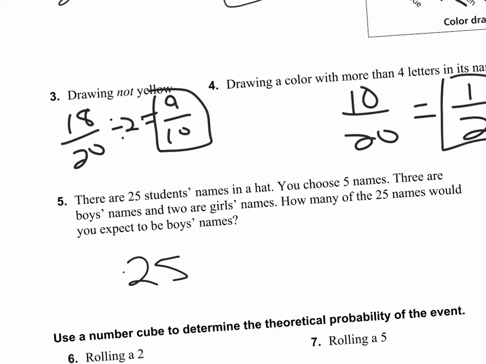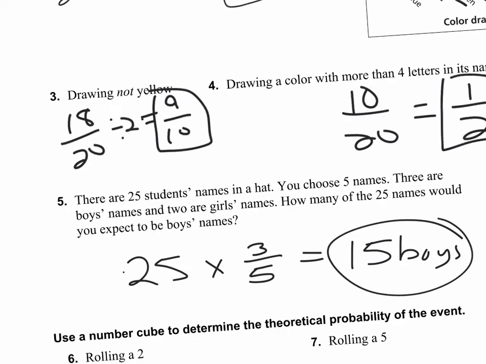So 3 were boys out of 5. So I'm going to do 3 out of 5 as the probability of getting a boy's name. And I'm going to multiply that by the 25 to see how many should be boys. So if I take 25 times 3/5, I should get 15. So technically, probability-wise, I think that 15 should be boys out of the 25. Theoretically, we don't know exactly how many, but we think that's how many from what our experiment shows.